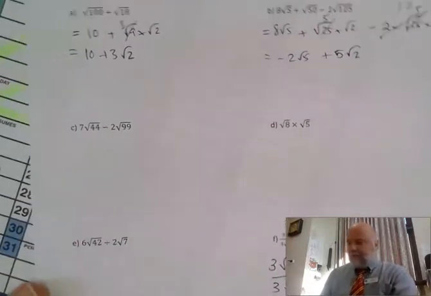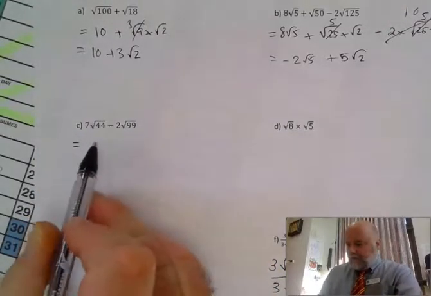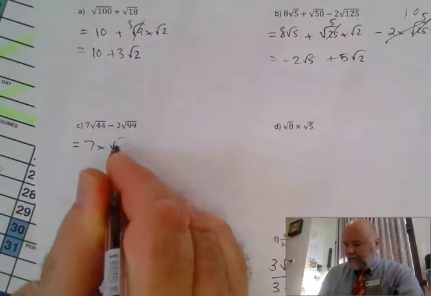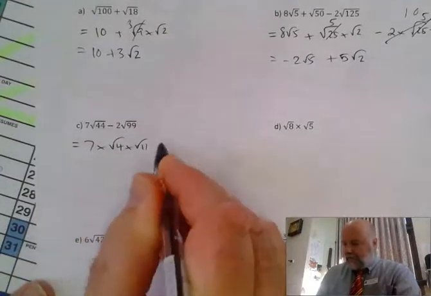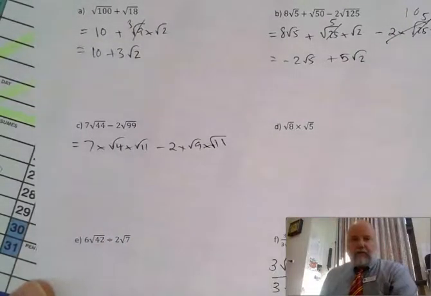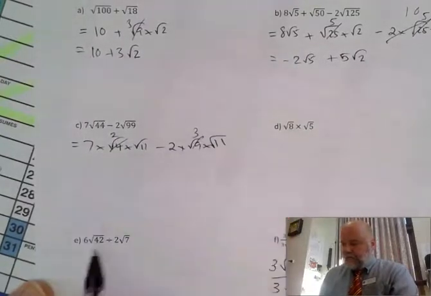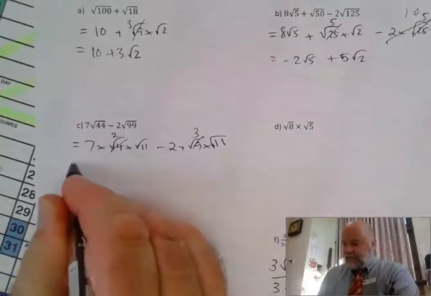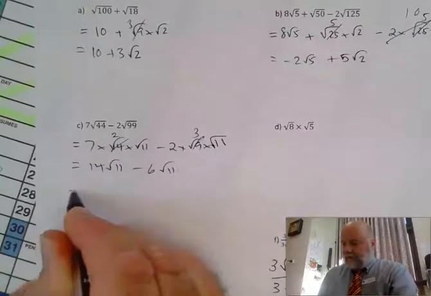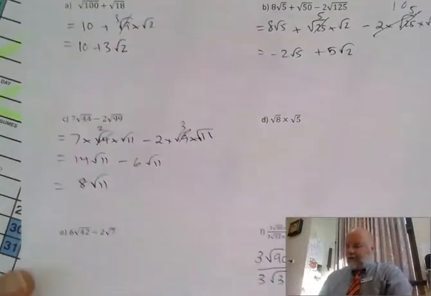This one here, C. So again, I'm going to simplify it first. So I know a 4 goes into that and a 9 goes into that. So I'm going to go root 4 times root 11 minus 2 times root 9 times root 11. So it looks like they're going to both be root 11. So I'll be able to do something with that. Now root 4 is a 2. That root 9 is a 3. So 7 times 2, that's really a 14 root 11 minus a 6 root 11. Now 14 root 11 minus 6 root 11 is 8 root 11. And we leave our answer as that.